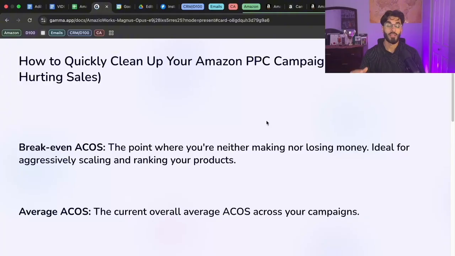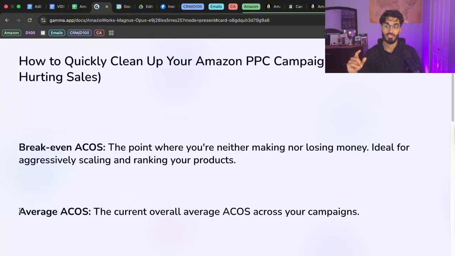Okay, the first thing we need to do before we hop into Seller Central is identify 3 metrics. And these metrics are directly what's going to be used for identifying how we're going to optimize bids or increase bids, and so on. So the first thing is we need to understand our break-even ACOS. This is the point where you're not making money but you're not losing money. Ideally this is for aggressively scaling, ranking your products, or when you just launch new products. So how do you calculate that? Obviously figure out your cost of goods and so on.